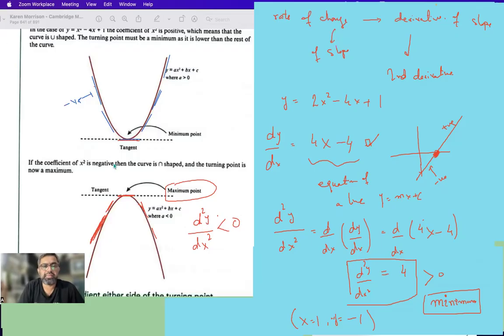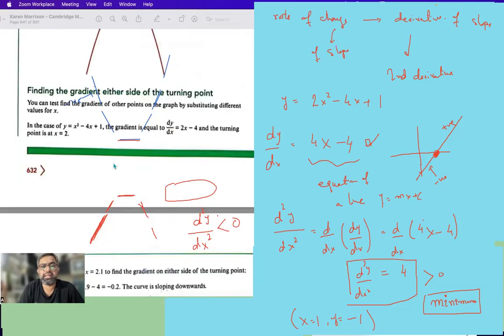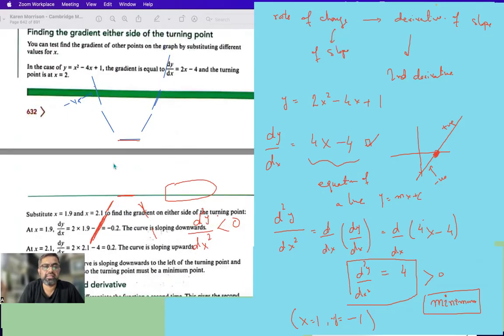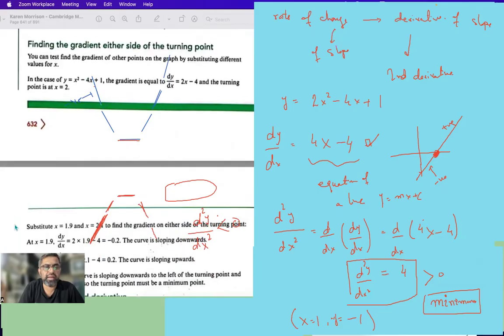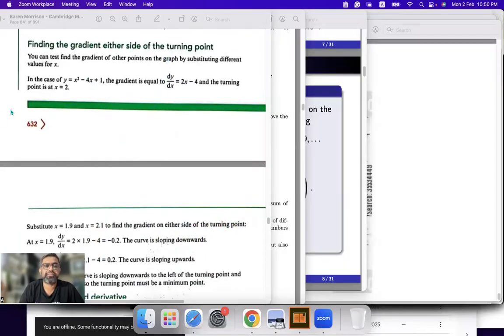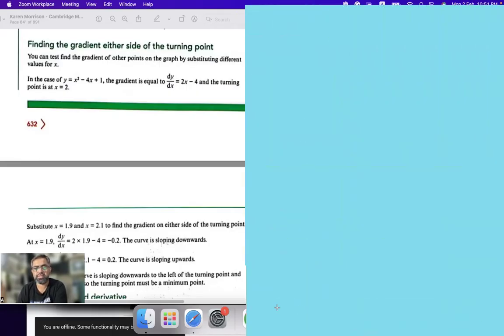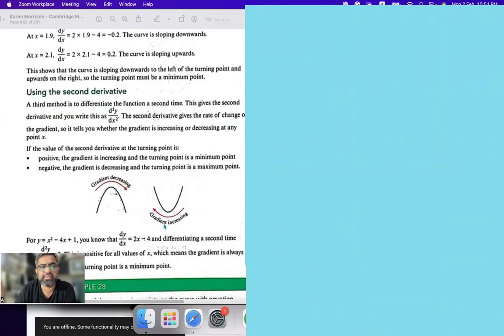So we can solve some examples for it. Another way is finding the gradient on either side of the turning point. We look at the right and left of our turning point and see how the behavior is. So first, let me do it with the second derivative, and then I will come back to this.